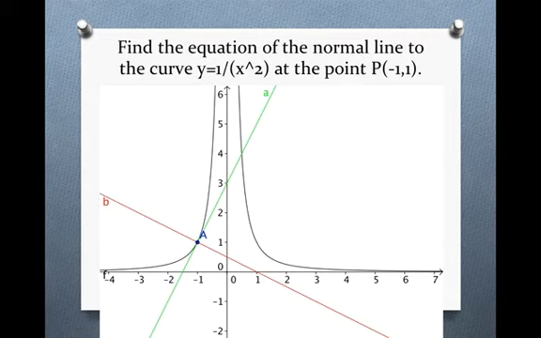Now let's talk about a normal line. The normal line is the line that's perpendicular to the curve at that point. And so if we look at this graphic, our function is graphed here in black lines, and our point is indicated here, (-1, 1). And so this green line is the tangent line to the curve at that point, and this red line is the normal line. So it passes through this point and is perpendicular to the tangent line and the curve at this point. So our job is to find the equation of this normal line.